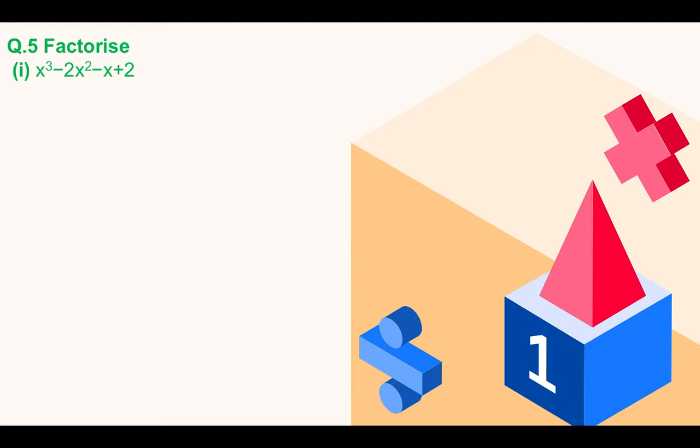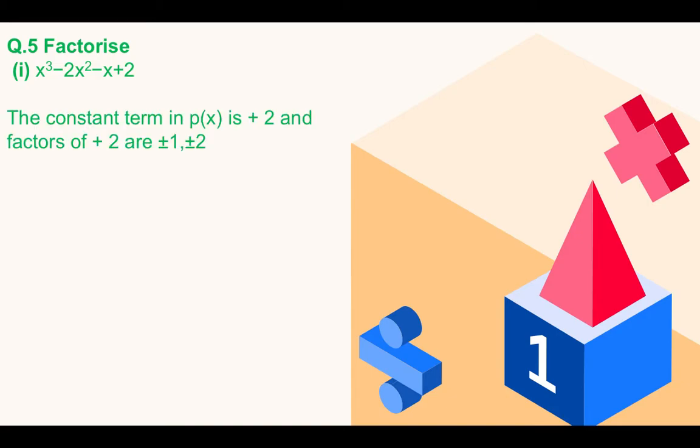In this you can see the constant term is 2. So the factors of the constant term can be plus minus 1 and plus minus 2. I have taken both the signs, keep that in mind. Why? Because the factors can be either of it. It can be plus 1 also, it can be minus 1 also, it can be plus 2 also, it can be minus 2 also. So this is a step which you have to keep in your mind.